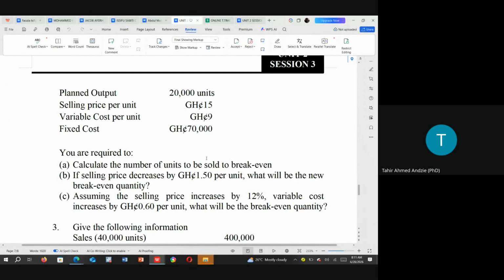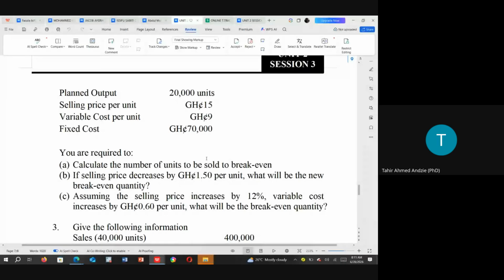It says if selling price decreased by 1.5 per unit, what will be the new break-even point? So this is the sensitivity analysis that I talked about. In this case, all that we do is get the new information. The new selling price is going to be 15 minus 1.5. Since it is a decrease, you subtract, so that will be 13.5.